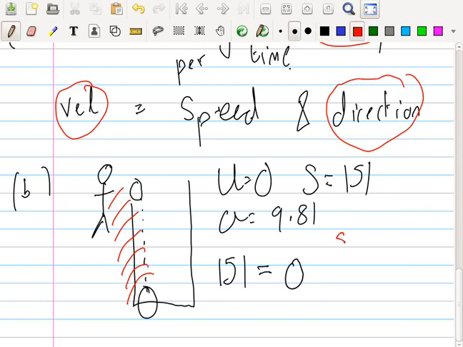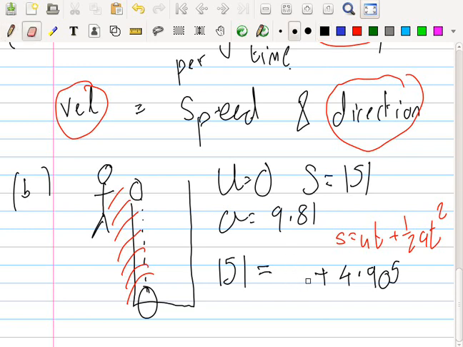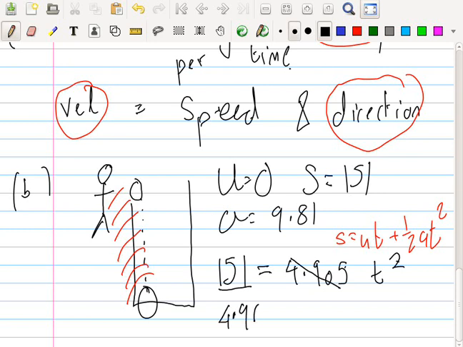Oh, by the way, I should write down the formula I'm using. S equals UT plus a half AT squared. Okay. UT, which is 0, plus a half A, which is 4.905. Yeah, that's what I thought. 4.905, a half A T squared. So if I want the T, I'll just divide that underneath, and then take a square root.